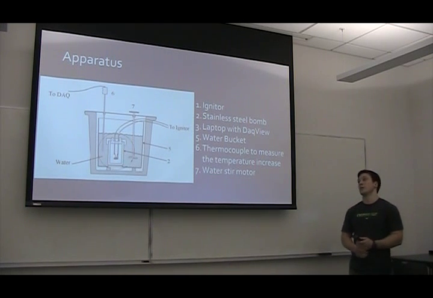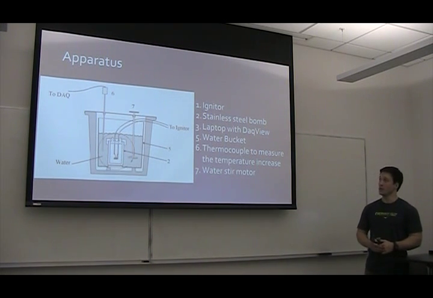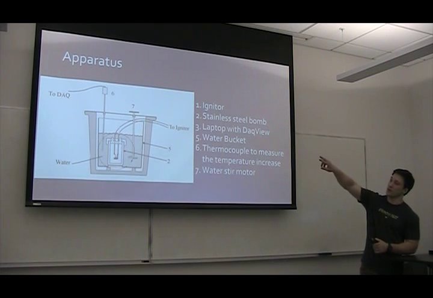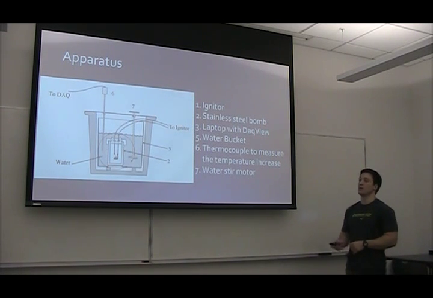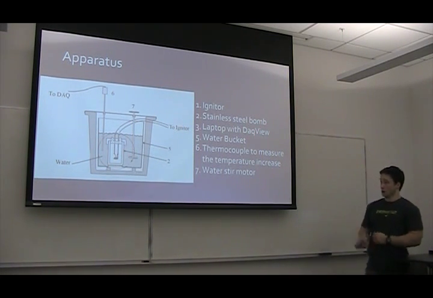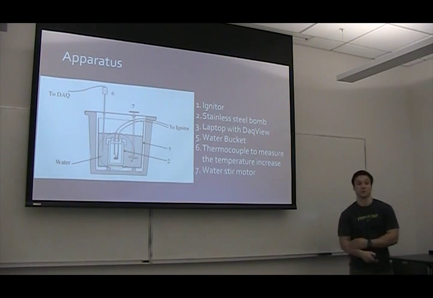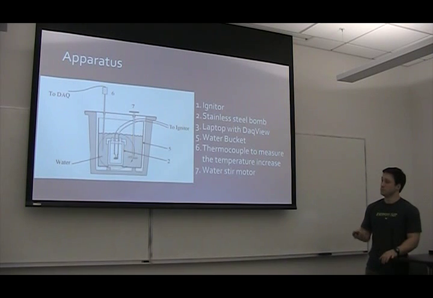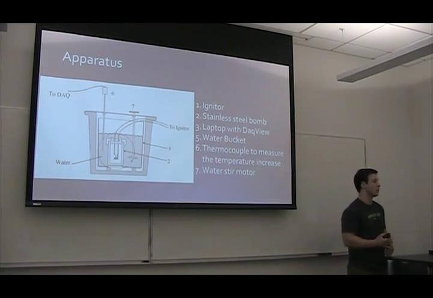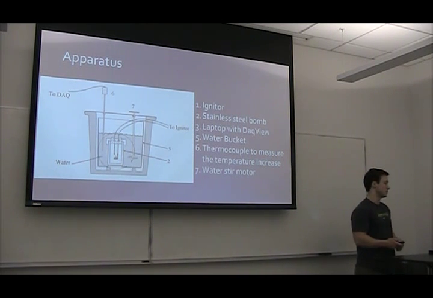Here we have the overall apparatus. You have the igniter with the two wires coming out of it to the right, the stainless steel bomb inside the water. Then you have your thermocouple sending a signal to your laptop. This encasing is your water bucket, and inside all this is your actual water surrounding your bomb, which will be what's conducting the heat from the explosion. And then you also have this little stir motor, which is circulating the water around it so you get equal distribution of that heat conduction.